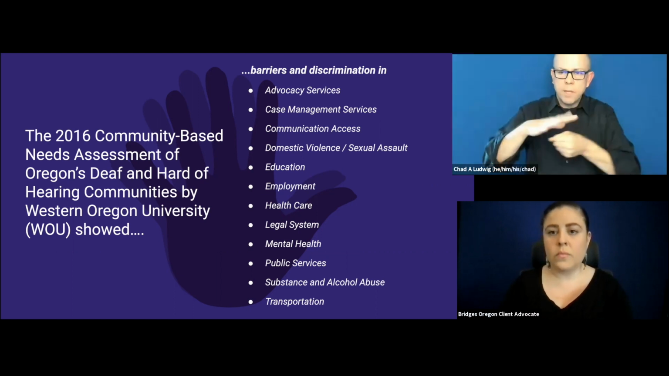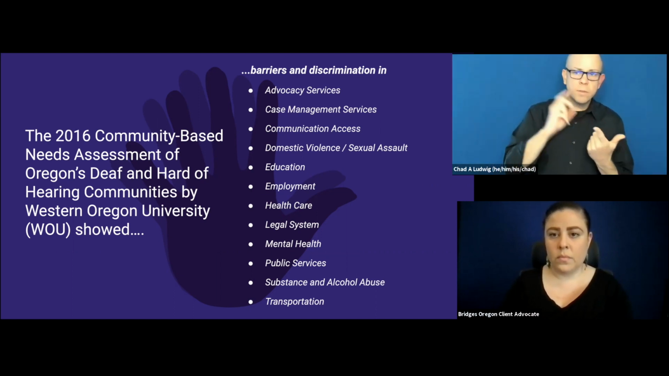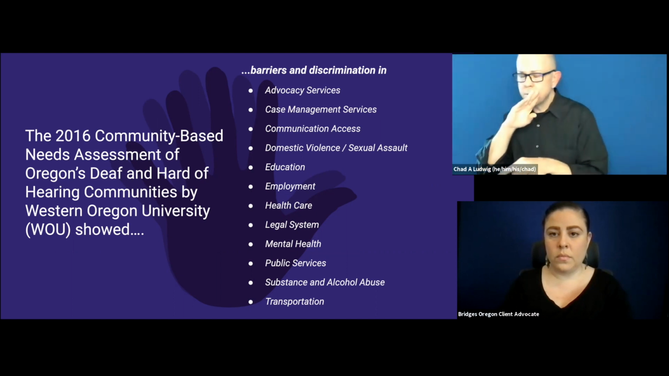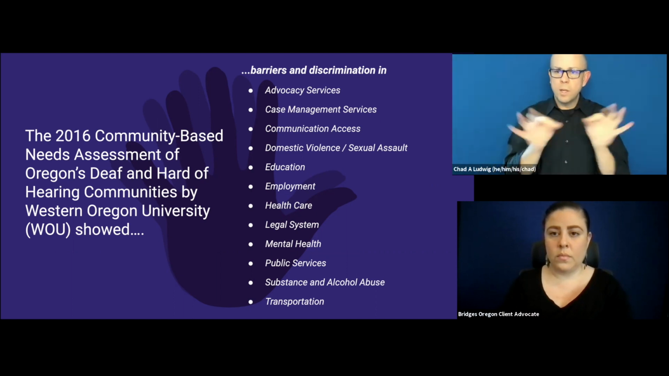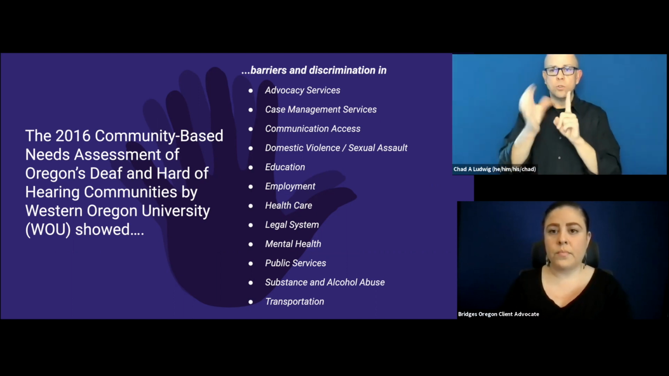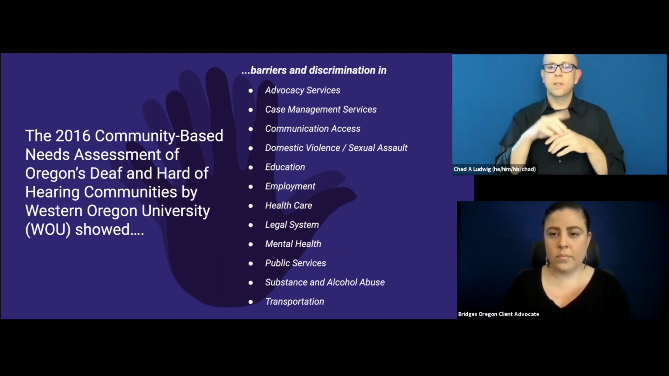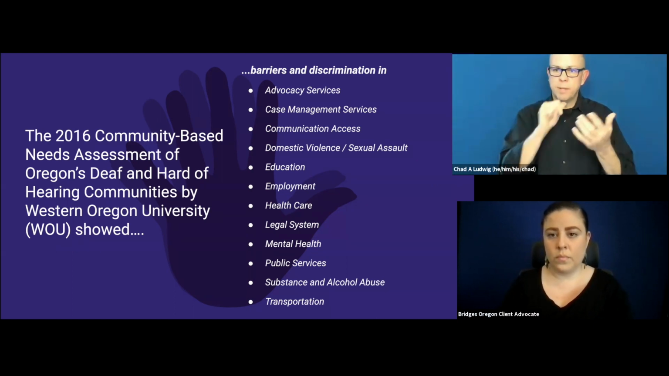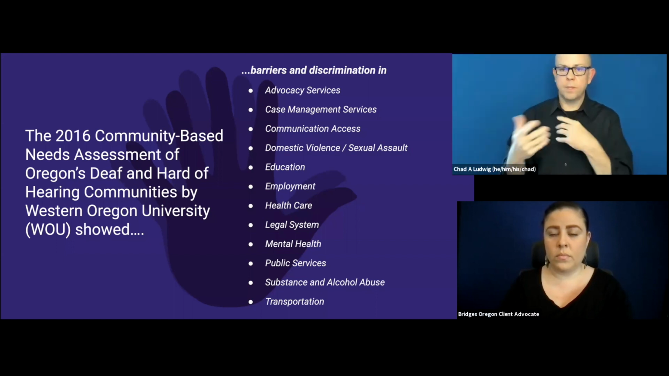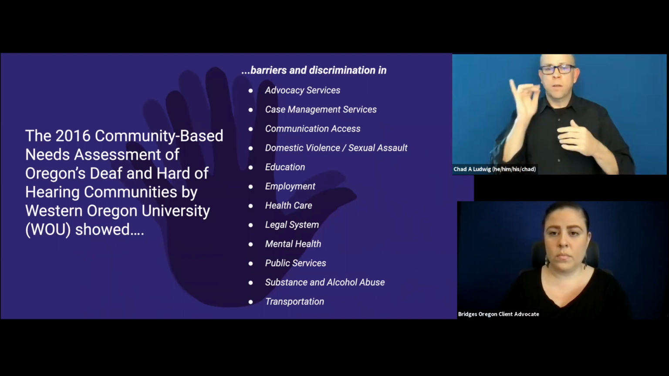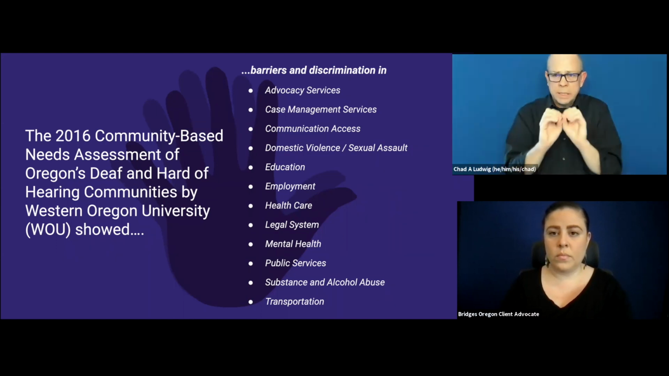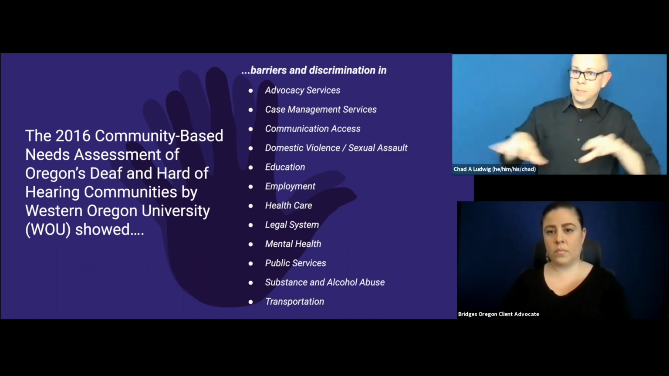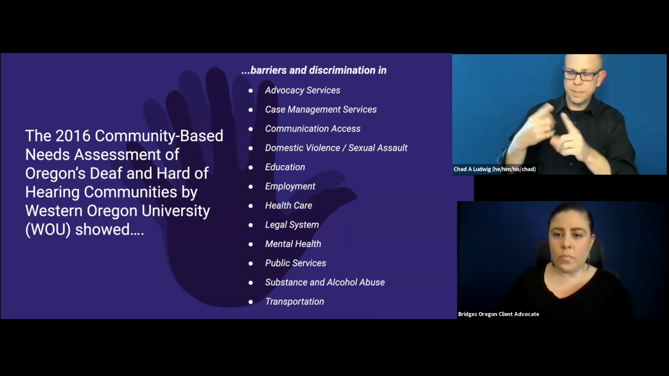And there were a lot of disparities and deficiencies in a number of areas for deaf, deafblind, and hard of hearing individuals. Certainly they were facing barriers in a number of areas. So there was lack of access, lack of communication, cultural competency, and a number of other types of things. For example, we noticed the disparities being quite marked in the different areas that are listed on the slide.